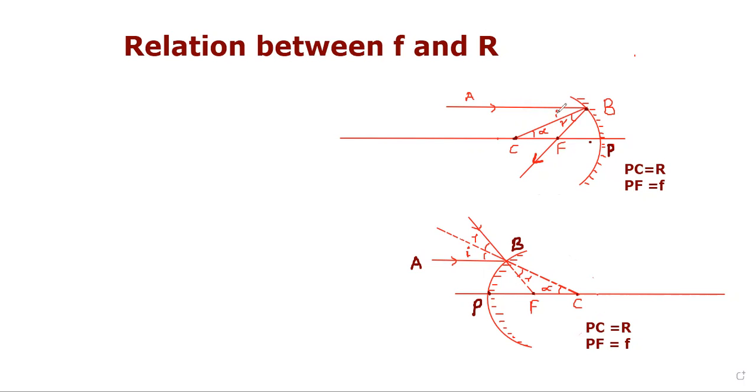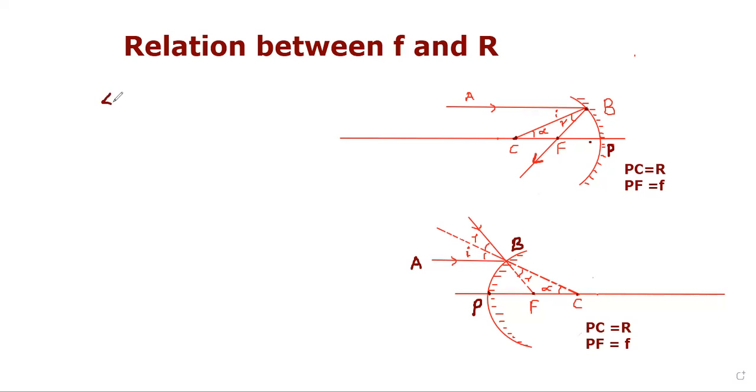So this is angle I, this is angle R. According to the law of reflection, I equal to R. Since alpha equal to I, because these two rays are parallel, so I equal to alpha, alternate angles, hence alpha must be equal to R. So let's write these things.